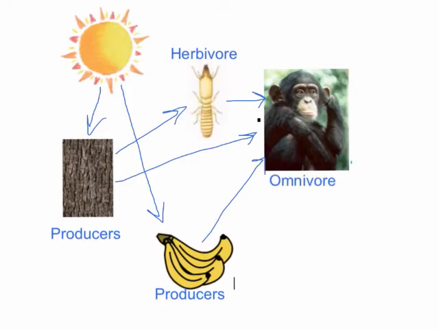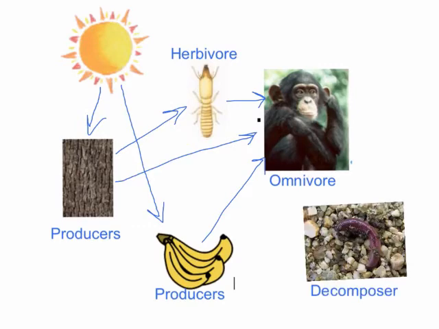Now, as we move through this last cycle, or the second cycle of labeling, what we need to add in here is one of the most important components of a food web that keeps the energy cycling through, and that is a decomposer. So I've added a picture of a worm because worms are a type of decomposer.